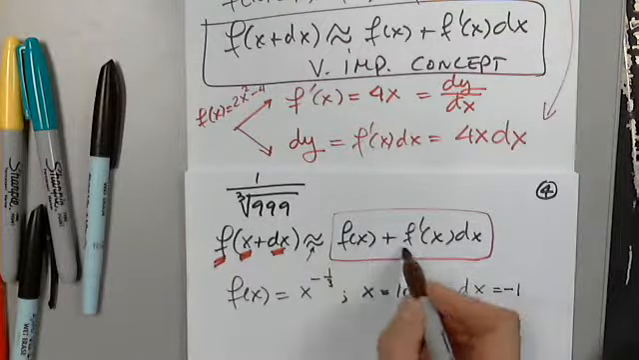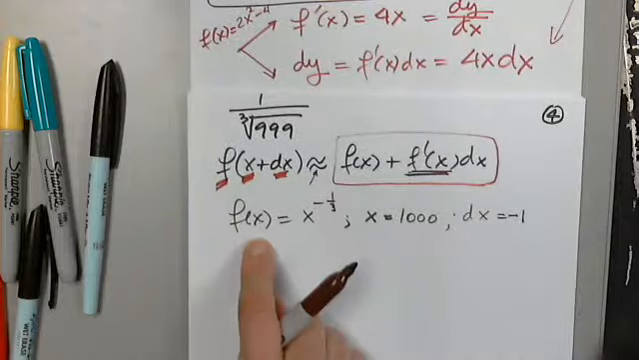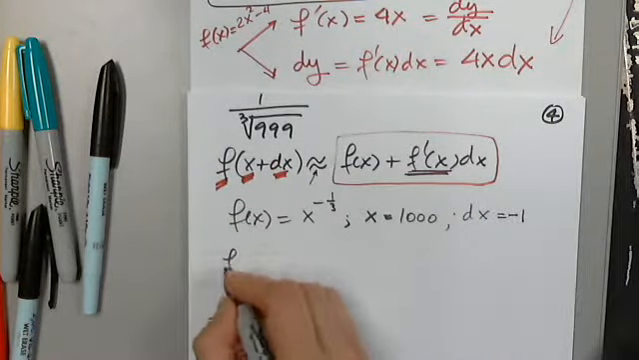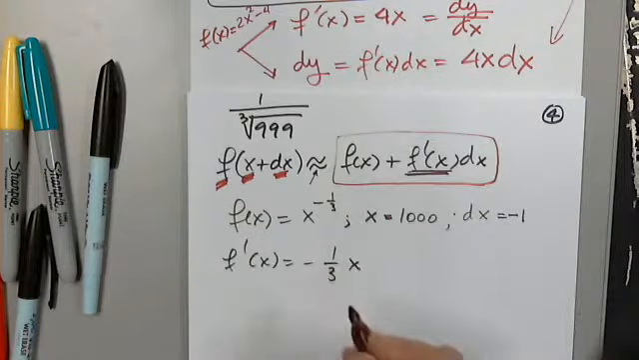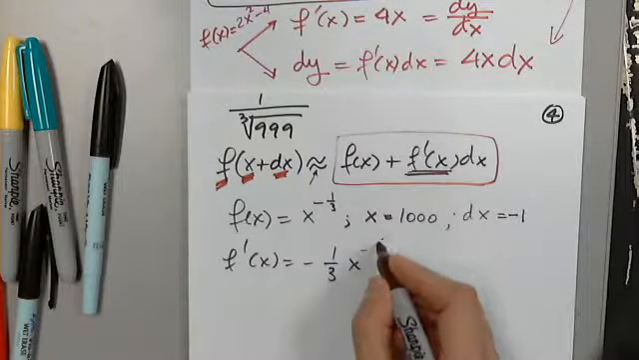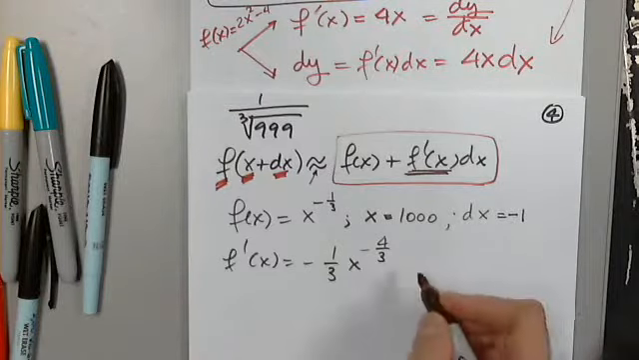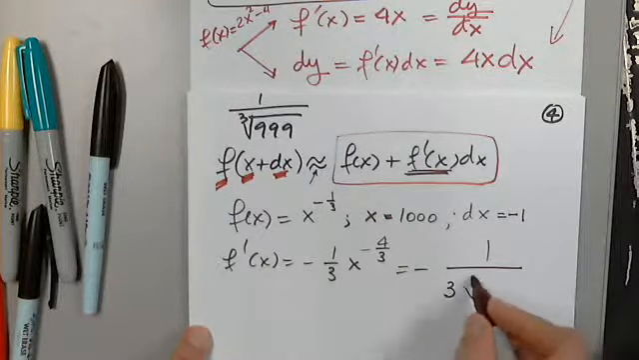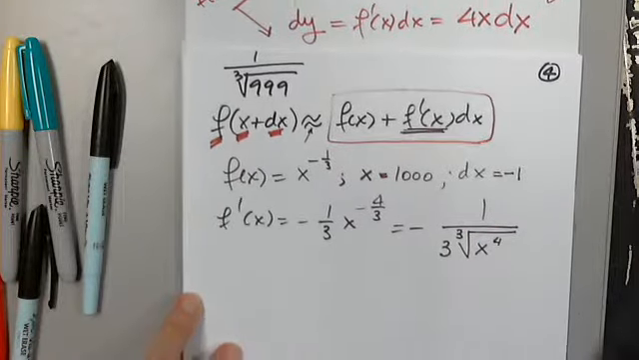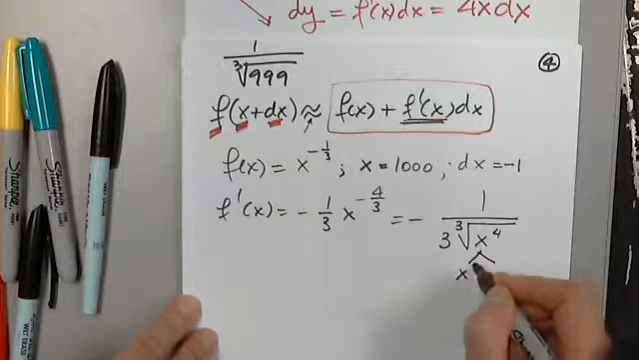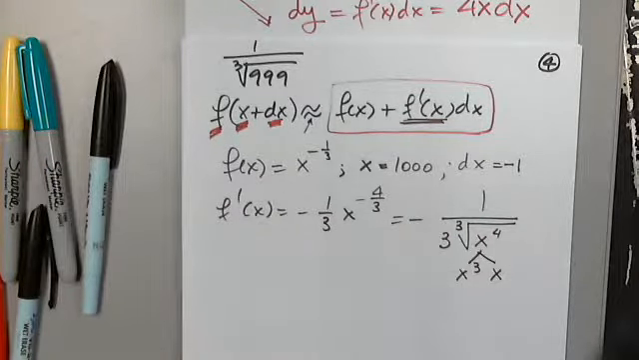Agreed? I also need to calculate now, after I identify the function, f prime. No problem. F prime of x is negative 1/3 x to which power? Negative 1 over 3 minus 3 over 3, which is negative 4 over 3. So this is negative 1 over 3, the cube root of x to the 4th. And I would like to simplify that. I'm changing it into x cubed and x, so I can simplify it. So what do I get? I can take an x out of the cube root. So negative 1 over 3 x times the cube root of x.